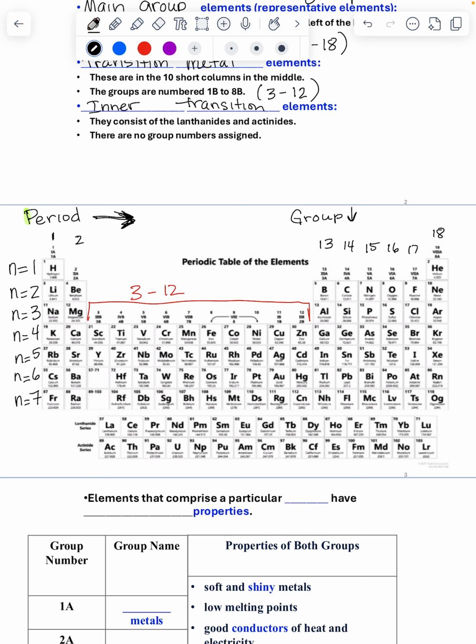Those are transition metals. And then at the very bottom of the table, these two right here are the inner transition metals. And so this is your lanthanide series and your actinide series, and they're simply named after the very first element in that period. And these actually fit right here where these blank places are.